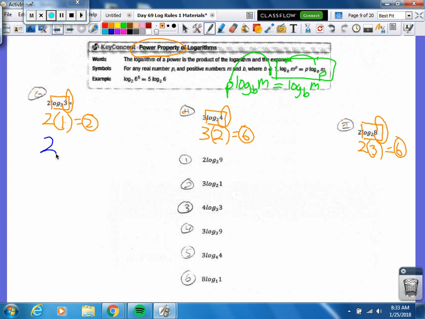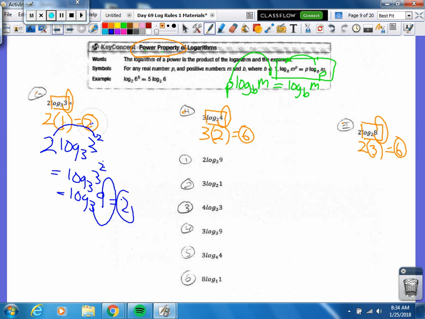So we have 2 log base 3 of 3. What can you do? You can take this 2 and put it as an exponent. So this equals log base 3 of 3 squared. See, the 2 just became the exponent here. So this is going to be log base 3 of 3 squared, which is 9. 3 to what power is 9? 2. That's the same thing we got to start. Yes, cool. Love the rule. Power property, cool. All right, next one.